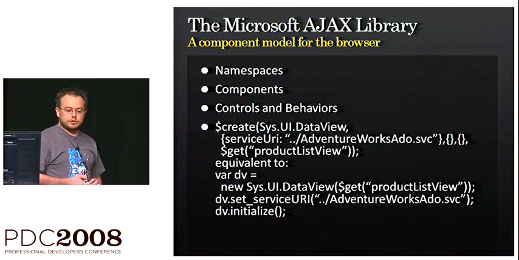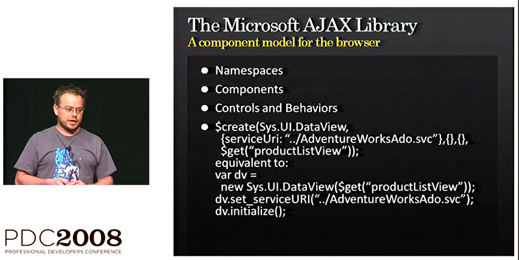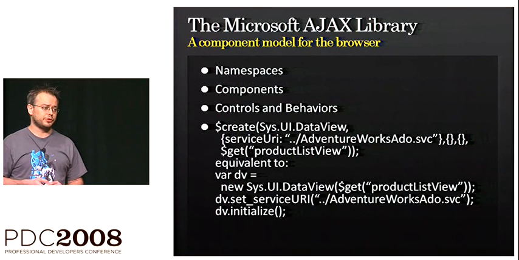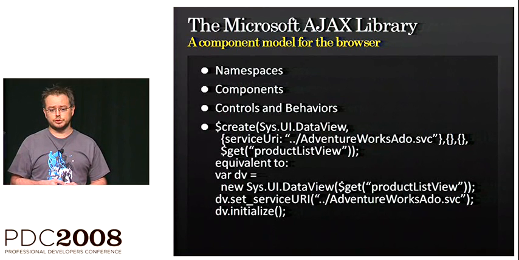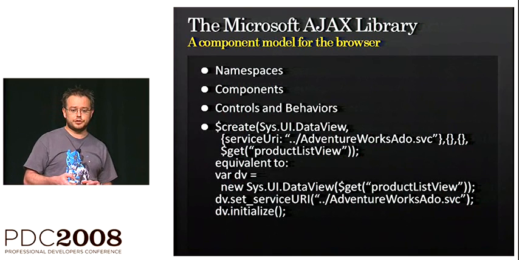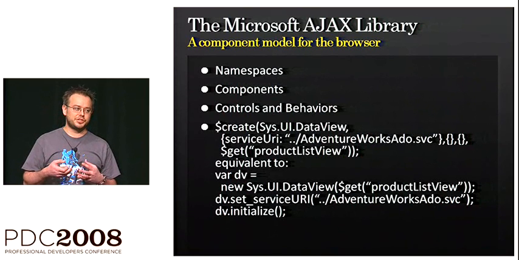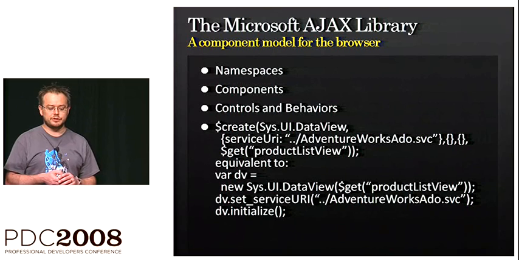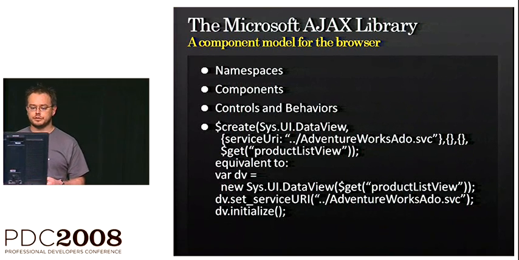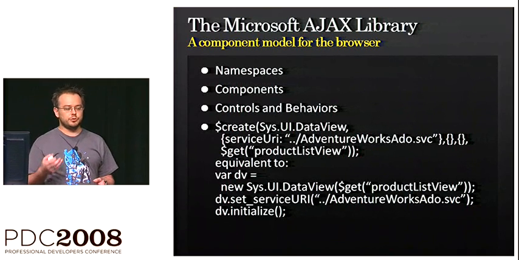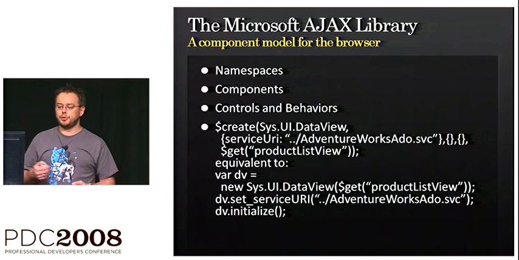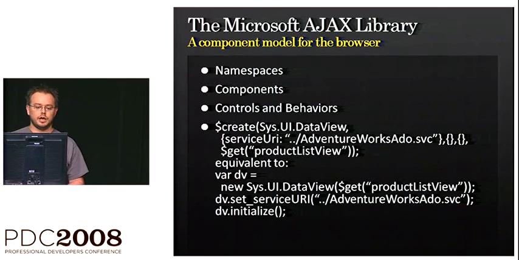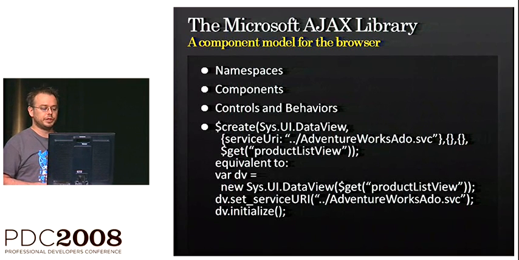So if we come back to the current version of Microsoft AJAX, you can see it as a component model for the browser. JavaScript doesn't have the notion of component. It doesn't have the notion of a class. It has very powerful features that enable you to simulate that sort of thing if you're interested in it. But it doesn't have the notion of namespaces, components, events, enumerations, properties, all that you have to simulate. And that's what the Microsoft AJAX library is doing in a way.